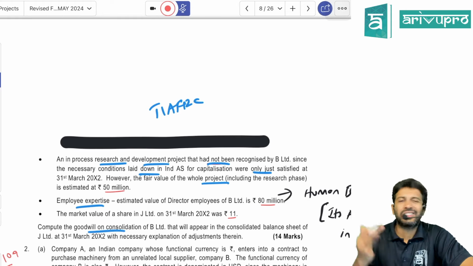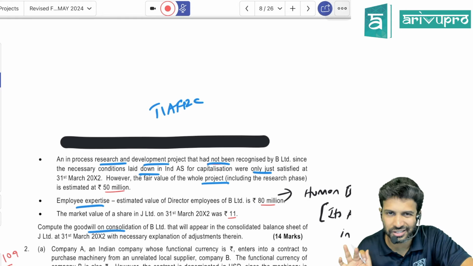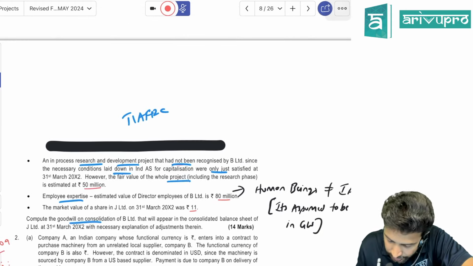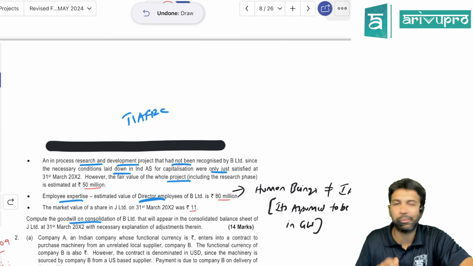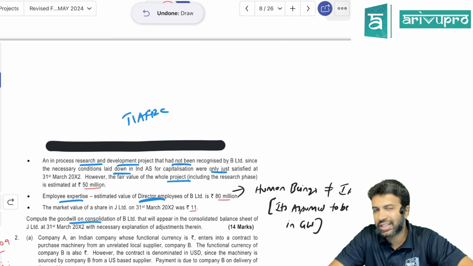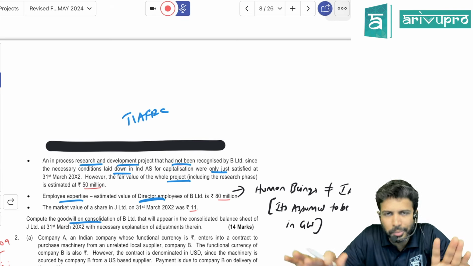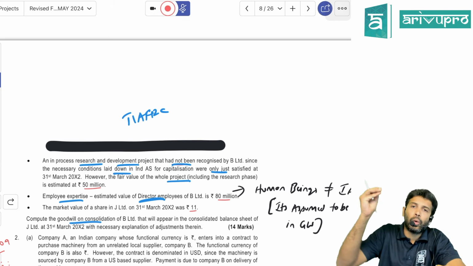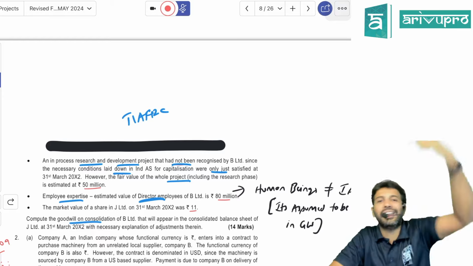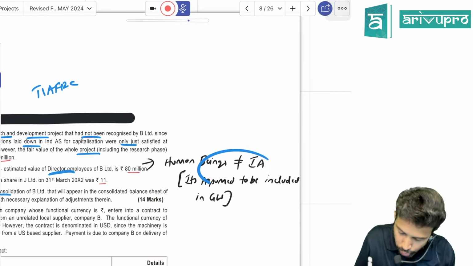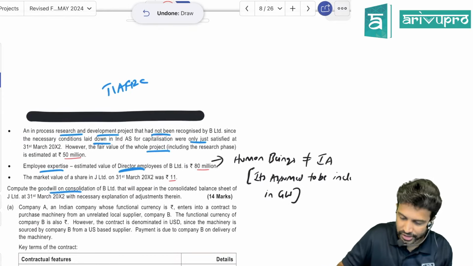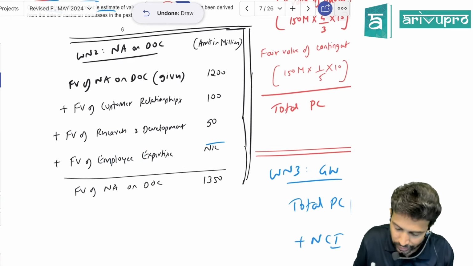Employee expertise. So employees, human beings, are not assets, right? They're saying the fair value of the directors and other employees is 80 million. Human beings will not be recognized as an asset because there is no control over them, right? It fails the control feature, and human beings are not recognized. We assume that whatever amount is paid for the human beings is already included in the value of goodwill. So human beings, you cannot show as intangible assets. I've just written it for your reference over here, but don't take any value.